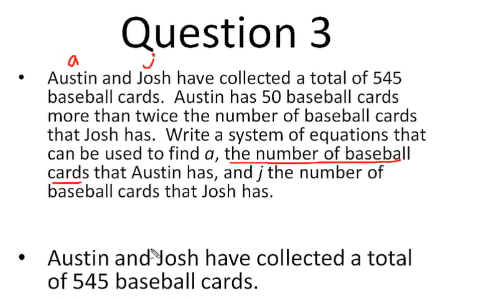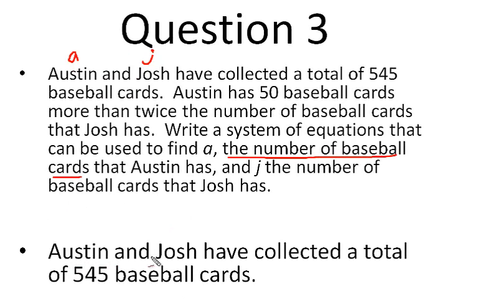So if we look at this first piece of information, it says Austin and Josh have collected a total of 545 baseball cards. If A represents the number of cards that Austin has and J represents the number of cards that Josh has, well, if we add them together, this is suggesting that they have a total of 545. Okay, so we already have our first equation: A plus J equals 545. If we add Austin's cards plus Josh's cards, we have a total of 545 baseball cards.